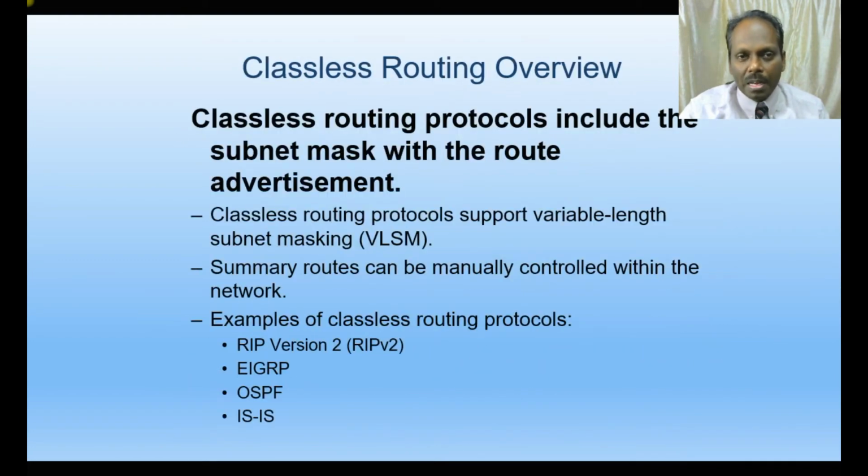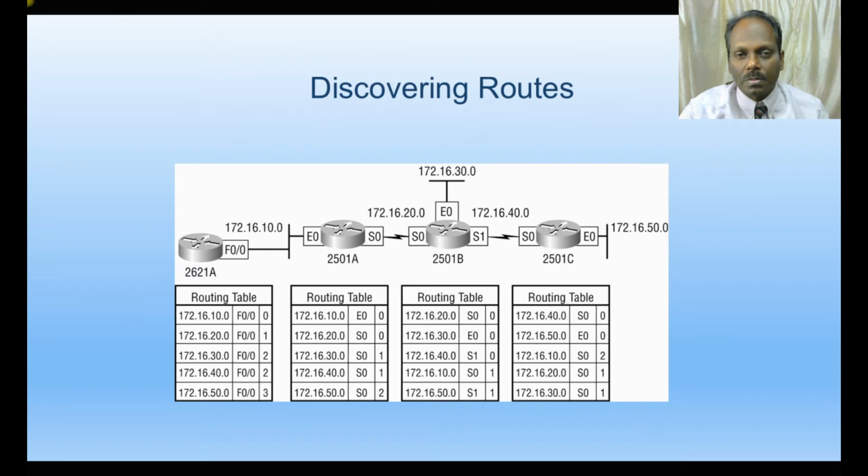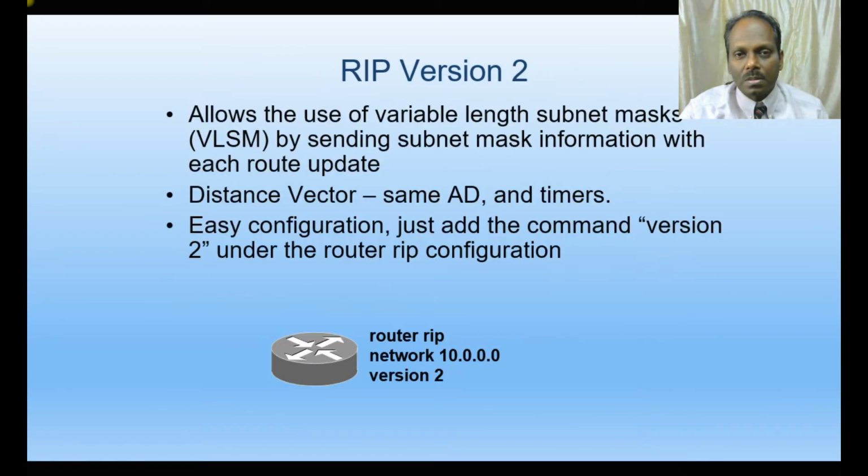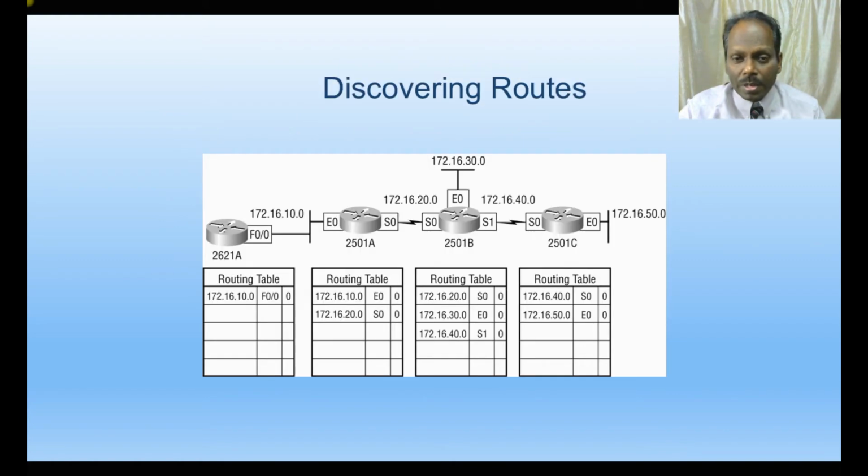So I will just show you how RIP version 2 works. Here RIP version 2 allows the use of distance vectors, the same as administrative distance, and timers. Here router A has only 172.16.10.0. After 30 seconds, it updates its neighbor. Same thing in the forward direction, let me go through.